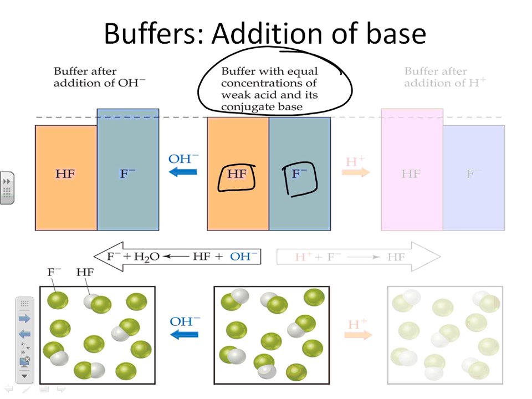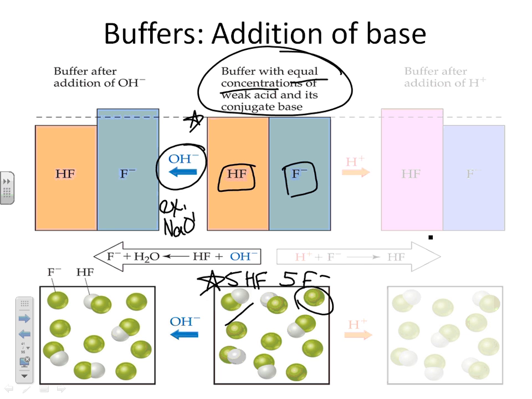We have a weak acid and its conjugate base, and we're starting out with equal concentrations of those two things. If you look where this little dashed line is, it's showing that we've got the same amount of HF and F minus. If you look down here at this particle diagram, we've got 5 HFs. That's this thing, right? HF, and then we have 5 F minus. That's this thing. Now, to that buffer, we're going to add hydroxide. So this is external base that we're adding in. And let's say that this is coming from sodium hydroxide.